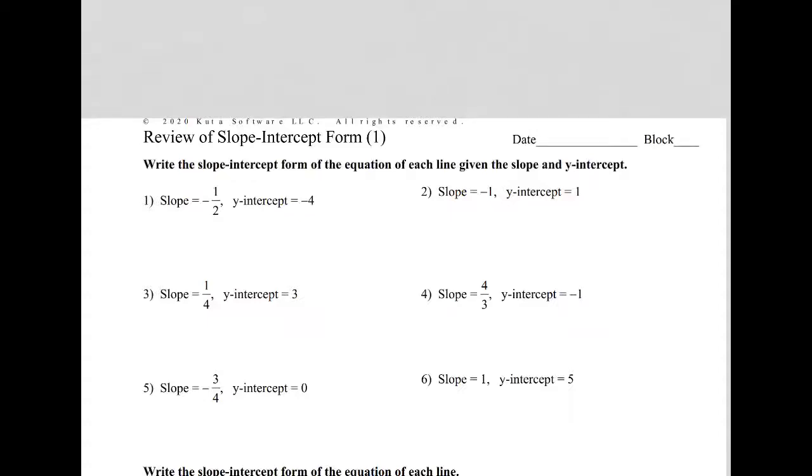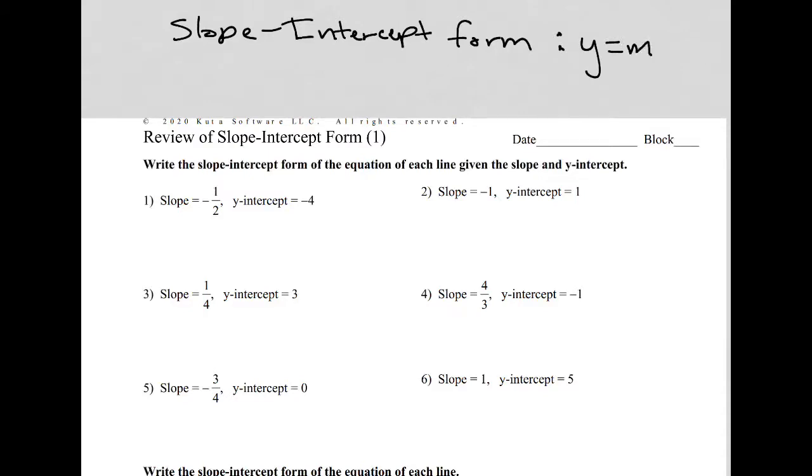So now that we're moving into Unit 5, we first have to review slope-intercept form from algebra. And hopefully you remember that slope-intercept form is y equals mx plus b. And it is called slope-intercept form because you can see the slope and the y-intercept inside of the form.